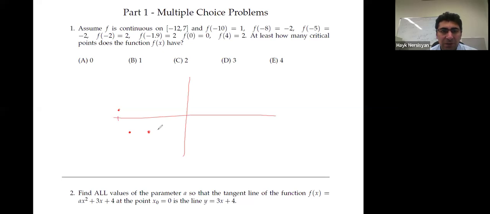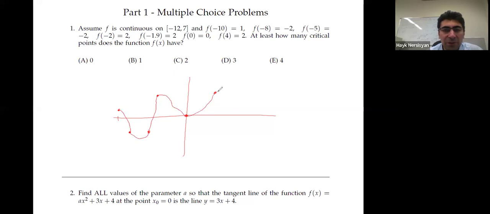And then at -1, it jumps to 2. At 0, it is 0. At 4, it is 2 again. So we have a curve that passes through these points. Our goal is to find at least how many critical points we have here. Okay, to answer this question, let's connect all these dots in the smoothest way possible.